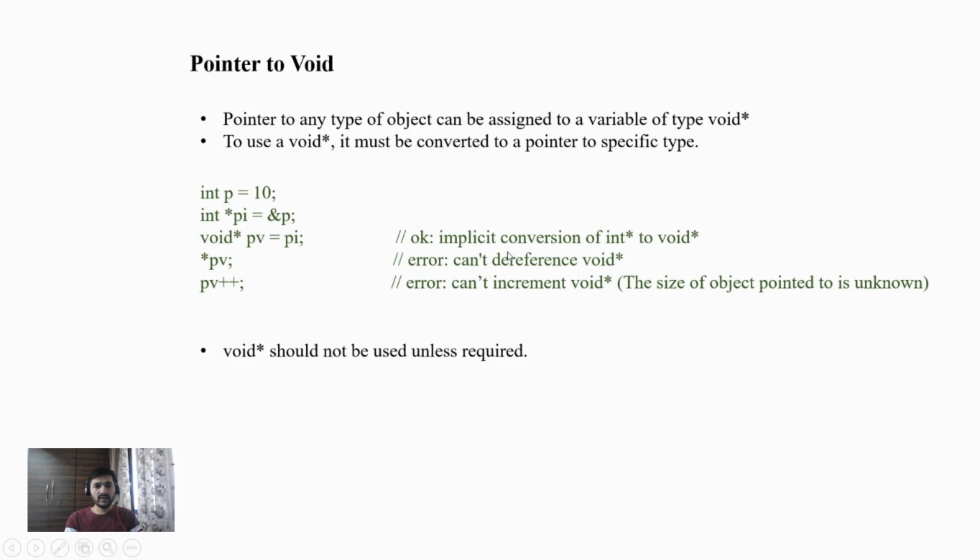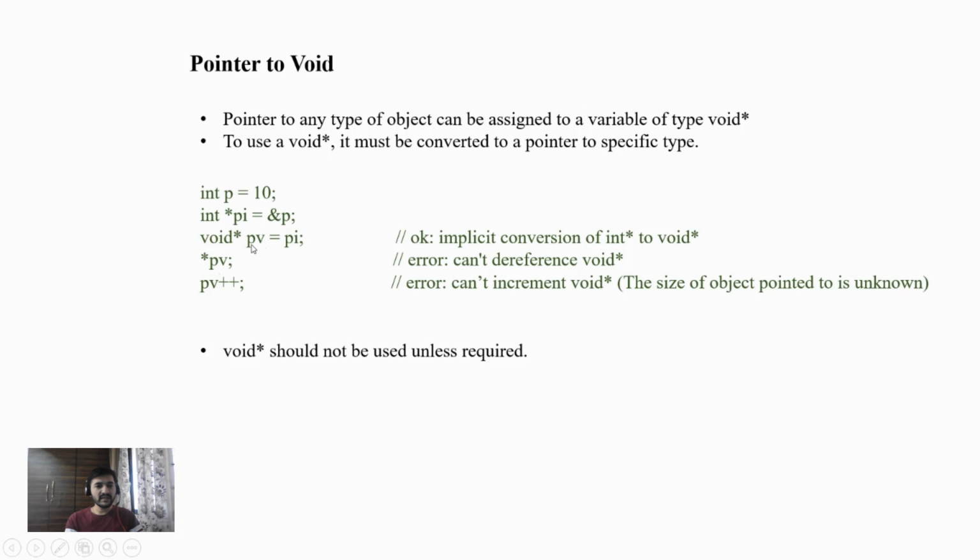How does it happen? This is system defined, so that any type of pointer can be assigned to a void pointer. Through implicit conversion, this pi's int star is converted to void star. Internally it is converted to void star, and that's how we can assign pi to pv.